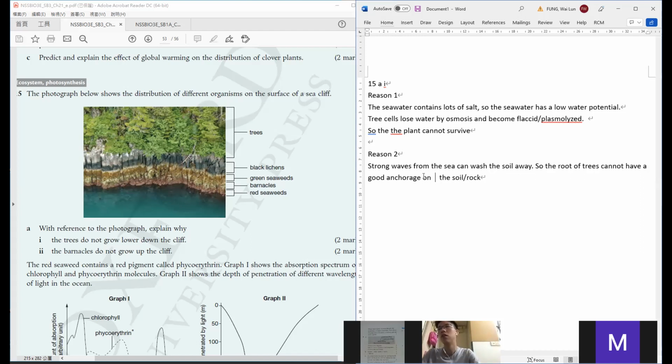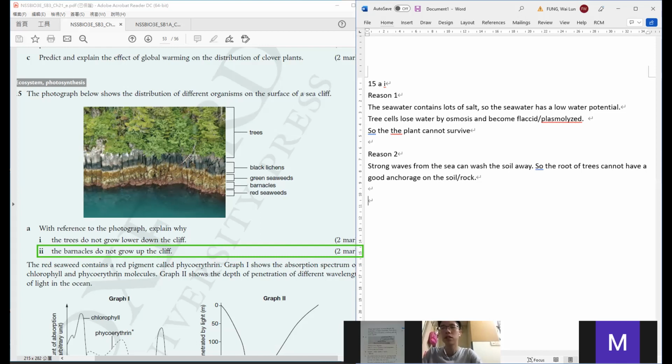On the soil, on the rock. Okay, so they can hardly grow somewhere near the sea. Okay, this is point 1. Why don't the barnacles grow somewhere up the cliff?